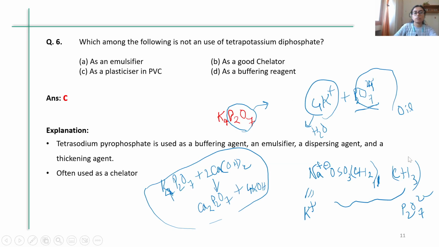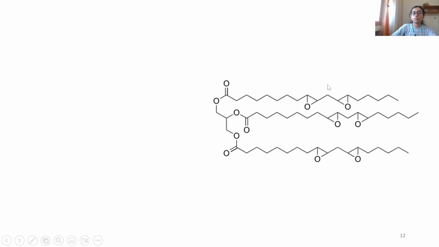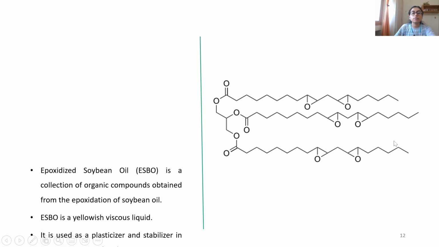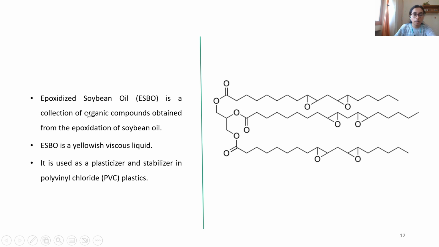Now this plasticizer, what we will use as plasticizer in PVC, polyvinyl chloride, this is having this kind of structure actually. Plasticizer generally used is epoxidized soybean oil, ESBO in the short form. This is a collection of organic compounds obtained from epoxidation of soybean oil. Like some double bond will be present, carbon-carbon double bond, and subjecting it to some peracid will produce this epoxide linkage. And this kind of long chain epoxidized oil can be used as plasticizer. Plasticizer means it will give some flexibility in our plastic. And this is the physical appearance, a yellowish viscous liquid, and it is used as a plasticizer and stabilizer in PVC kind of plastics.